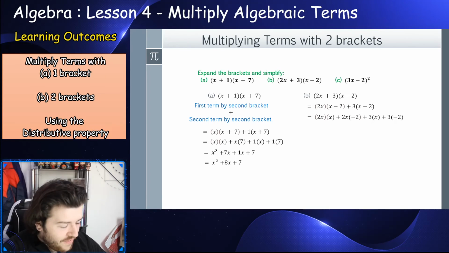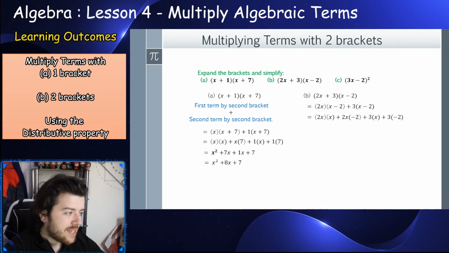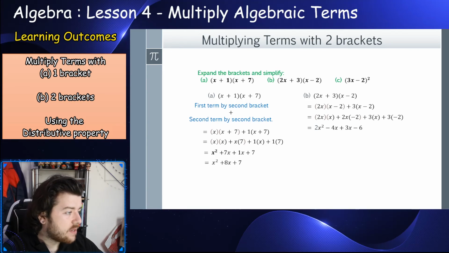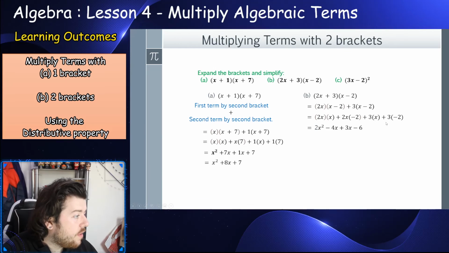And now we simplify. So it'll be 2x times x, which is going to give me 2x squared, because x times x is x squared. 2x times minus 2, that's going to be minus 4x, because coefficient by coefficient, variable by variable. So it'll be 2 times minus 2, which will be minus 4, and then x, and we don't have any other variable parts to bring the x down. 3x, 3 times x is going to be 3x, and then 3 times minus 2 is minus 6.